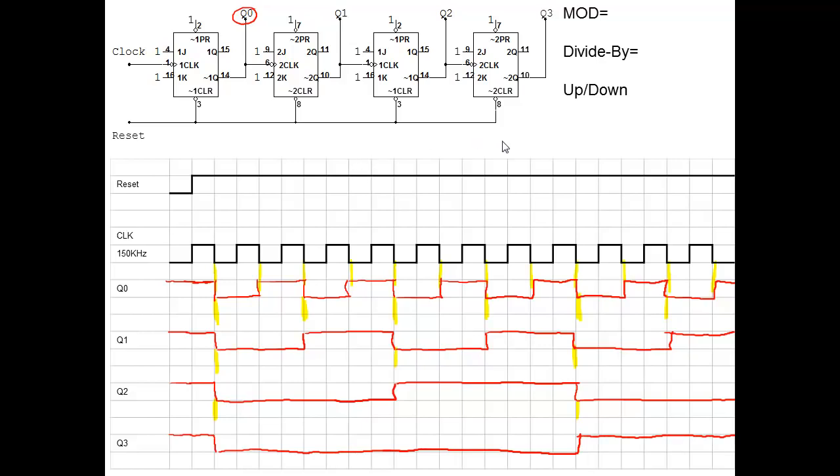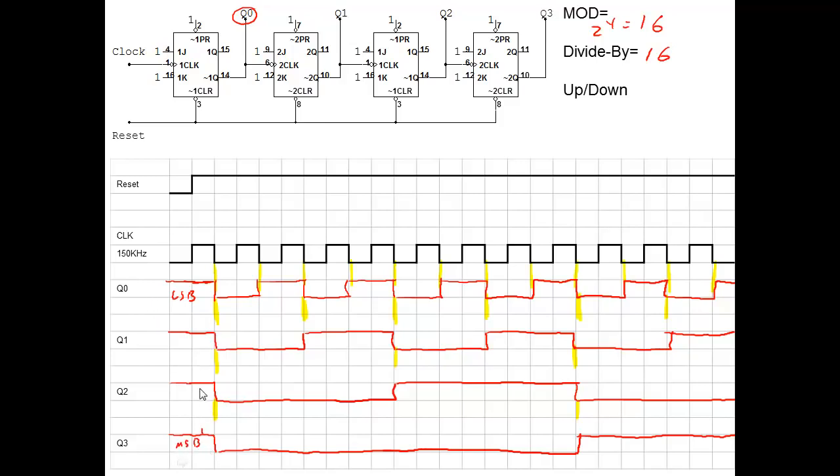Okay, so our mod, again, we didn't do any resetting, so it's 2 to the 4th, which is 16. Divide by number is also 16. And up and down. Well, since we did Q naught, you would think it'd probably count down now instead of going up. But let's see. We changed every time on this, so it's still our least significant bit. And I'll give you a hint. Q0 is almost always your least significant bit. This is your most significant bit.